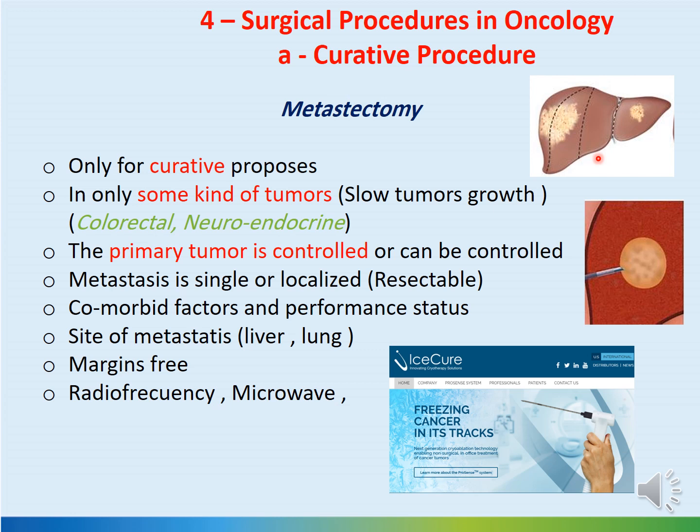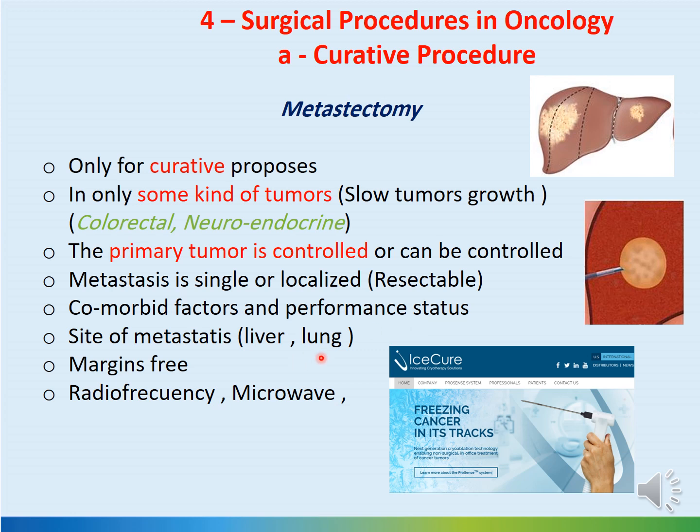So we have to make sure that these metastases are resectable and that we remove all the metastases in order to get the cure. And we also have to know if the patient has any other comorbidity that may affect the health status of the patient. If the patient cannot tolerate this type of surgery, we will not go for this metastectomy.